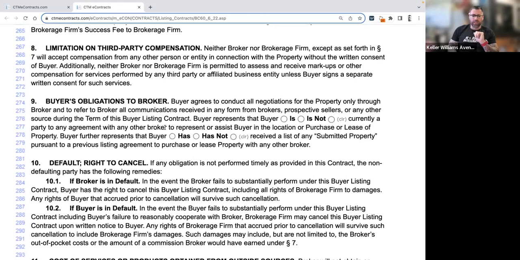Then we have buyer's obligations to the buyer. Guys, this is the thing. This is that sign crossing rule. You said, hey, Mr. and Mrs. Buyer, are you currently working with a real estate agent? They say, no, we're not.